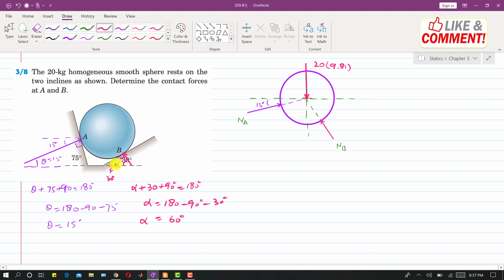So this means that this angle alpha is 60 degrees, and if I draw another horizontal line, these two angles are alternate angles, so this will be 60 degrees.